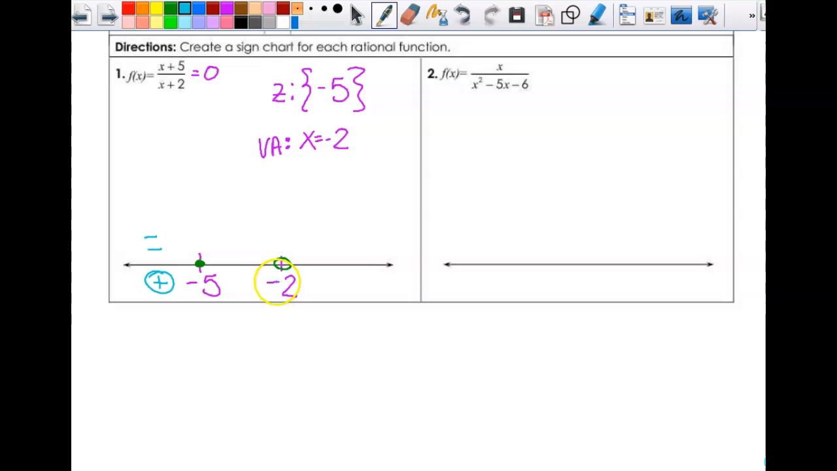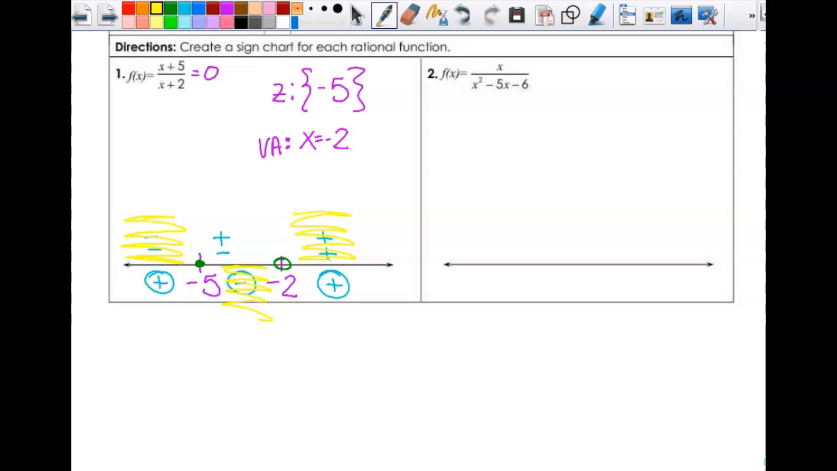Between -5 and -2, I'll pick -3. That gives me a positive in the numerator, gives me a negative in the denominator. That's negative overall. Then I'll pick 0, because I can pick 0. That would give me clearly positive, positive. That's positive overall. So this is what my sign chart looks like. Positive, negative, positive.